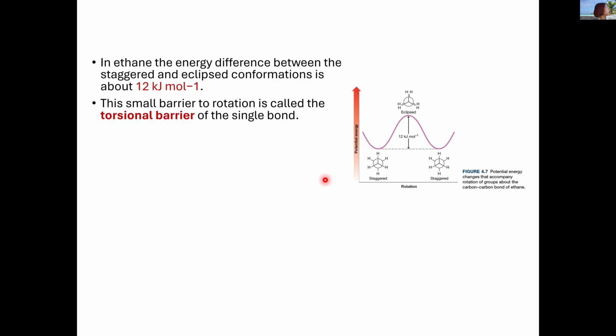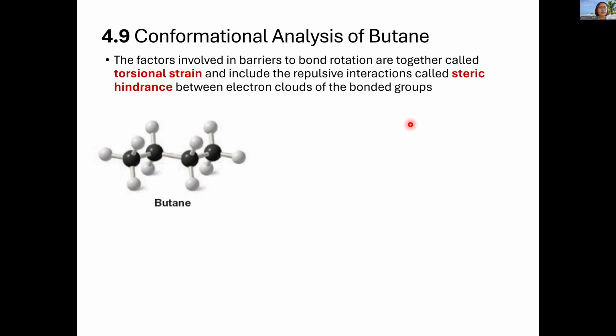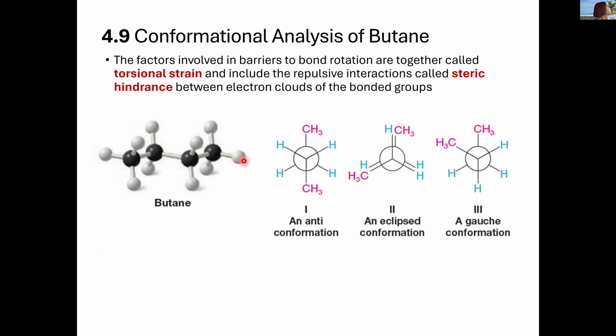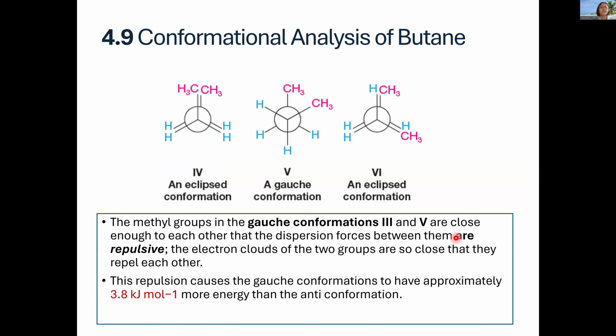The energy barrier between the staggered and the eclipsed state is what we call the torsional barrier. We can also expand that to a longer carbon chain with a higher number of carbon atoms, such as butane. You can have an anti, a gauche conformation, and then you can have an eclipsed again, and then you rotate that again.